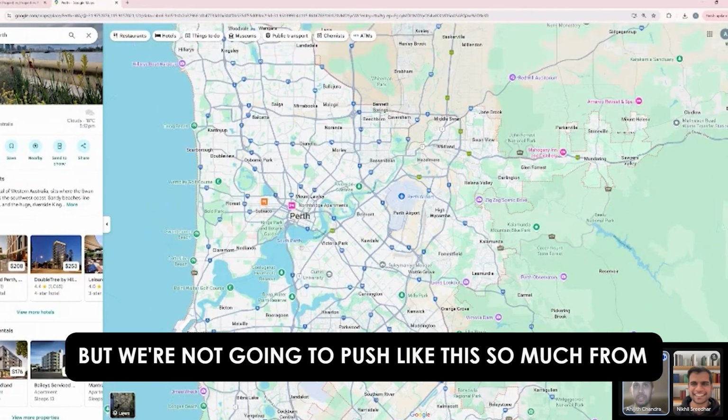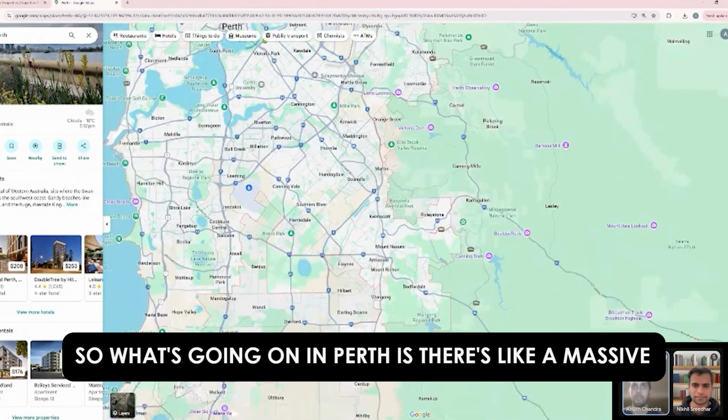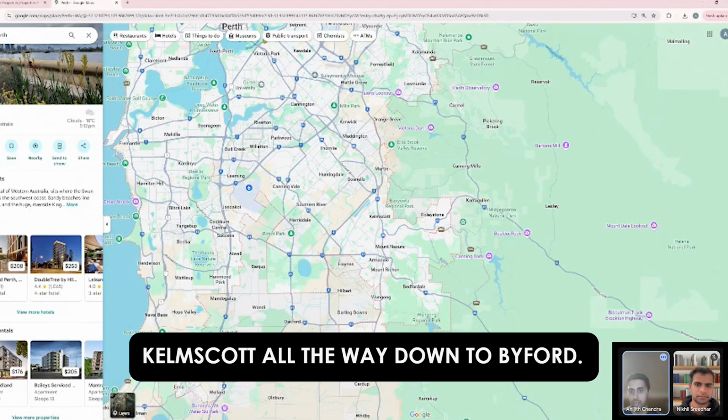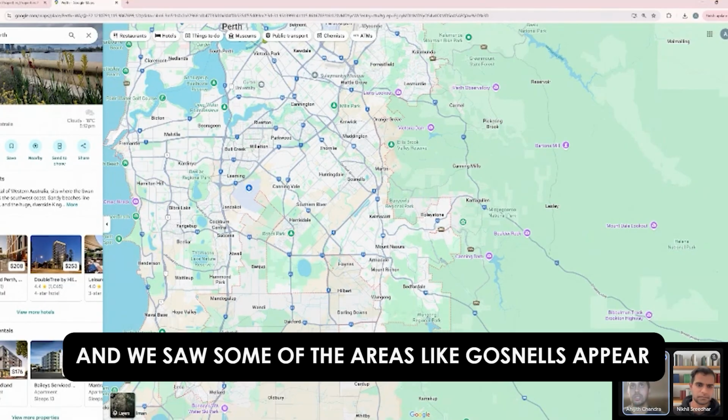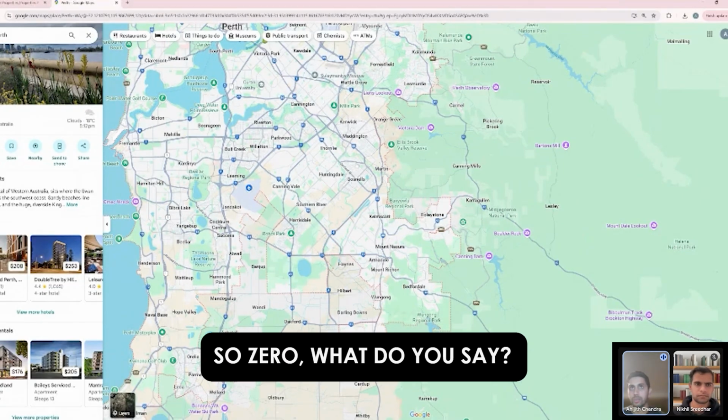But we're not going to push this so much from an investment perspective, but I'll take you through what's coming up. So what's going on in Perth is there's a massive railroad extension from Thornlie, Gosnells, Kelmscott, all the way down to Byford. And we saw some of the areas like Gosnells appear in your short list.